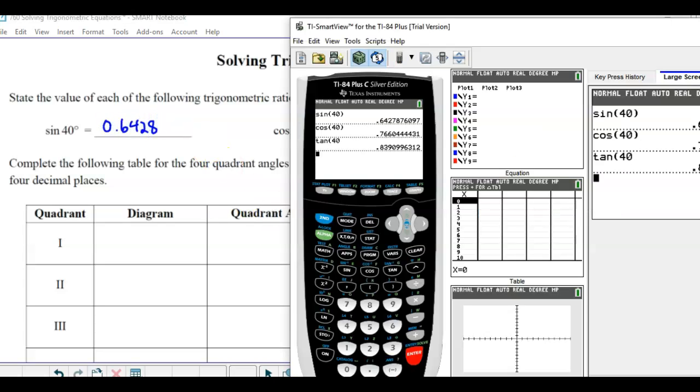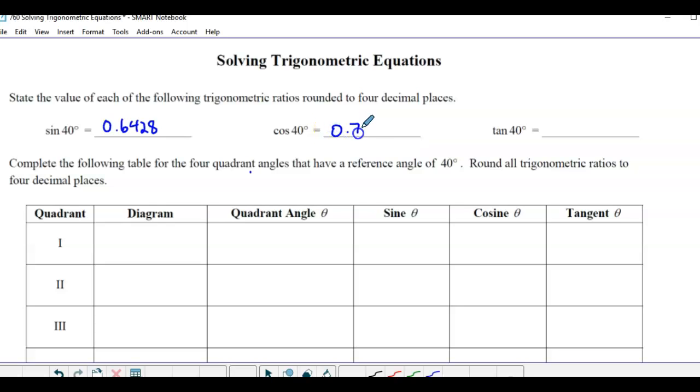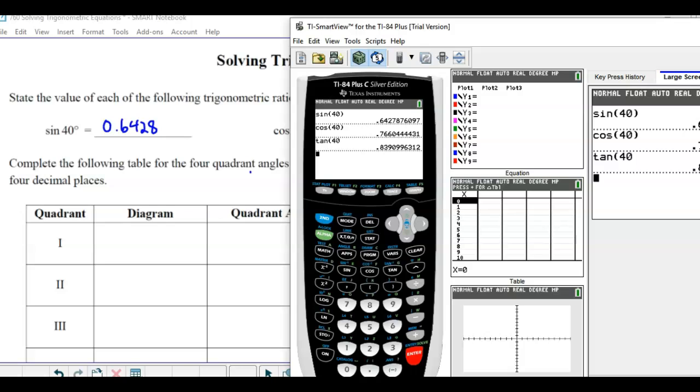Okay. Next one, cosine, was 0.7660. And tan was 0.8391.